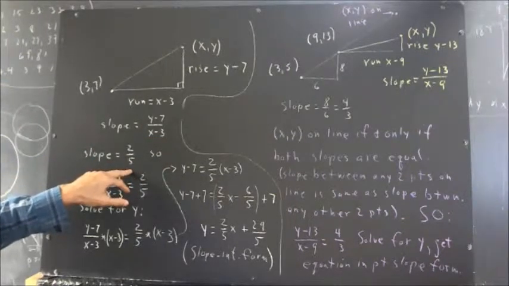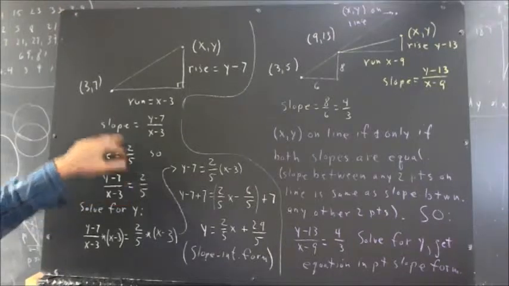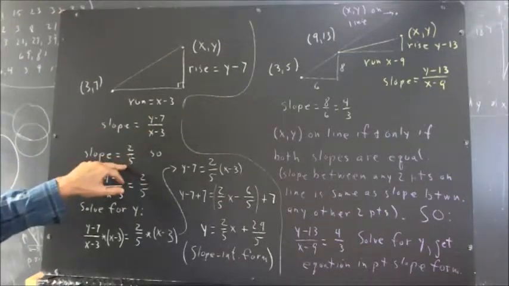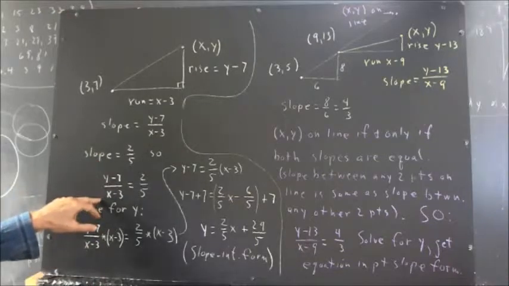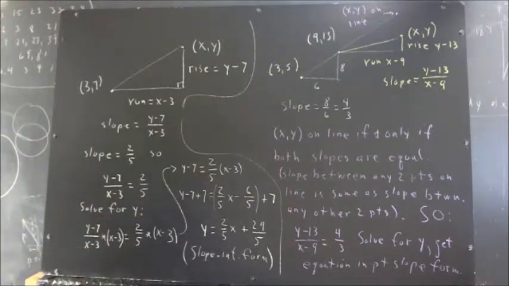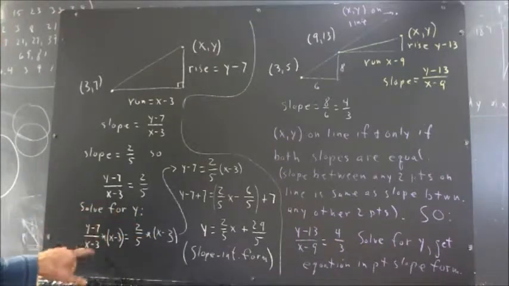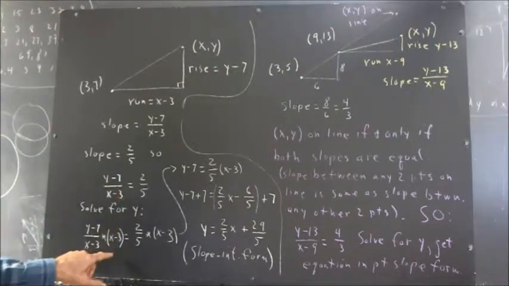We're asked to find an equation. Well, if this is the slope and this is the slope, then this equals this. So that y minus 7 over x minus 3 is 2 over 5. We solve that for y. The process is simply multiply both sides by x minus 3.